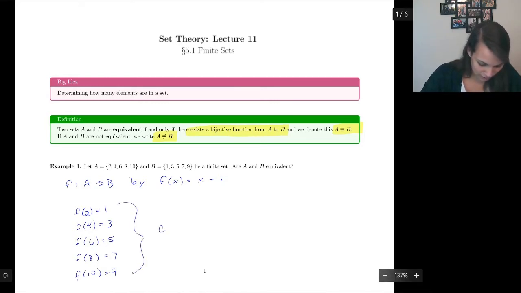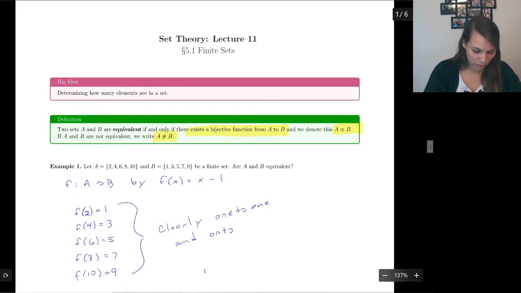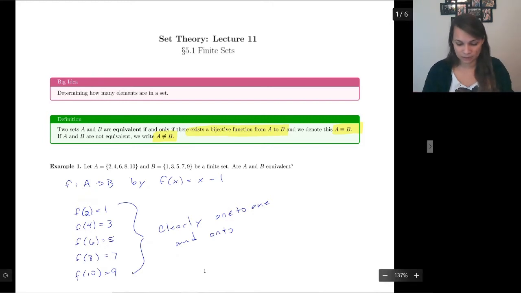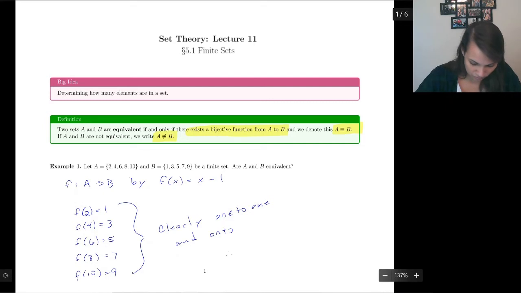So I can just say clearly one-to-one. And onto, because we can see all of the elements of B get mapped to, and we can see that none of the elements of A go to the same place. So we're good. This is a bijective function. F is bijective. So then we can conclude that A is equivalent to B.